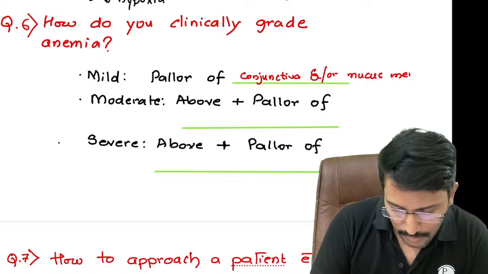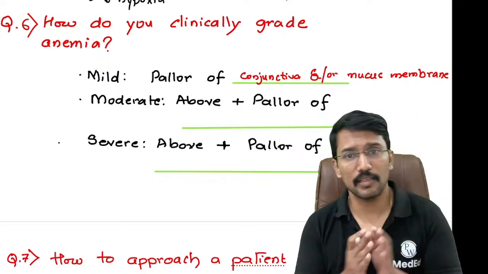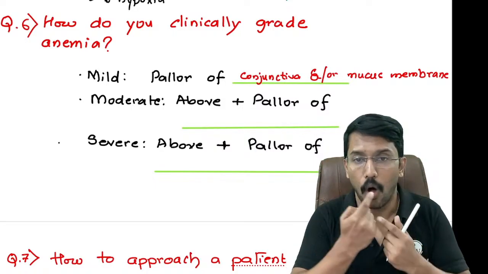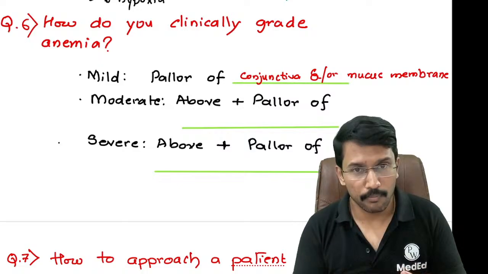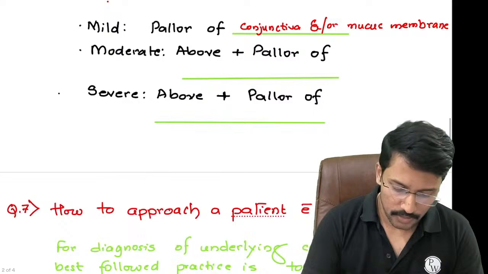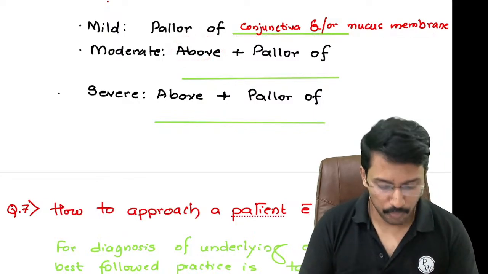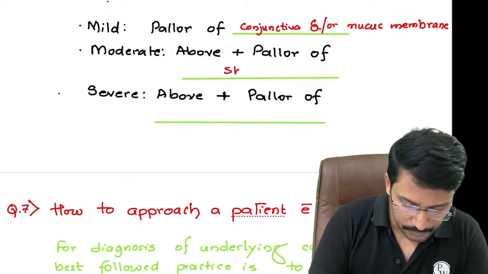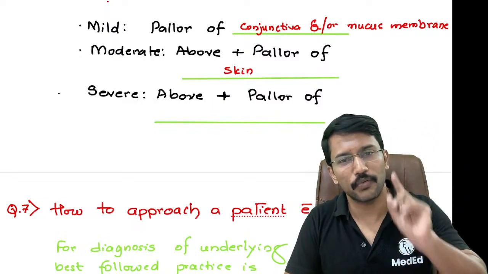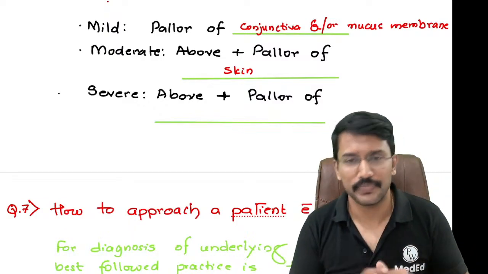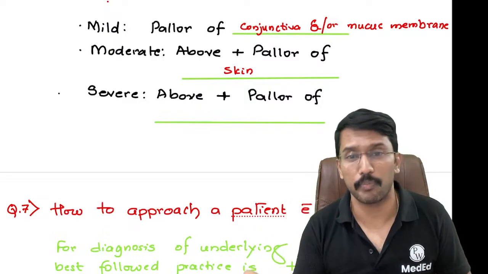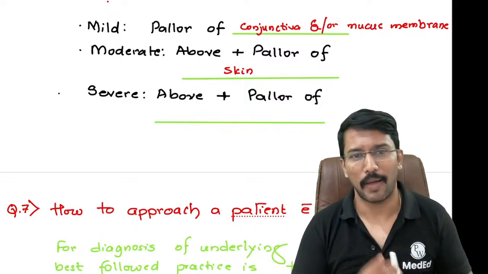There is no pallor of the rest of the skin. These are the patients where you identify that they are anemic only when you look into their conjunctiva or mucous membranes. Moderate pallor is where there is conjunctival and mucous membrane pallor, plus in addition there is pallor of the skin. These are the patients who, the moment they walk into the OPD and sit in front of you, you will recognize that they are anemic because their skin looks pale. Many times patients are sent to the hospital by colleagues, friends or family members because they are looking pale.